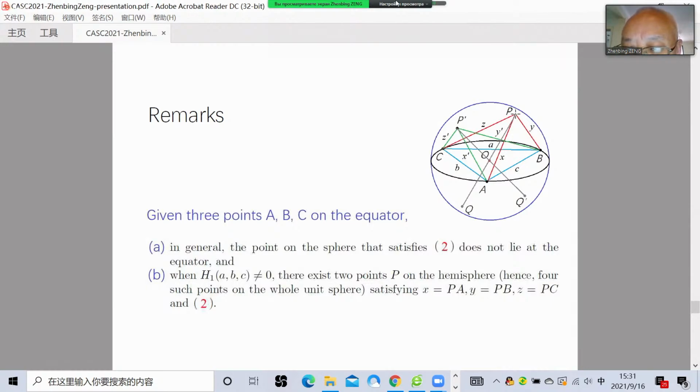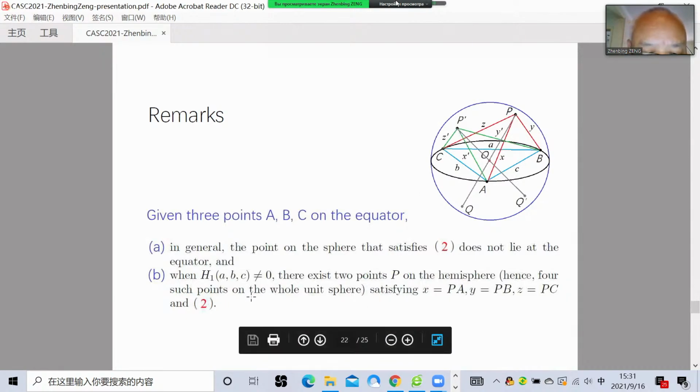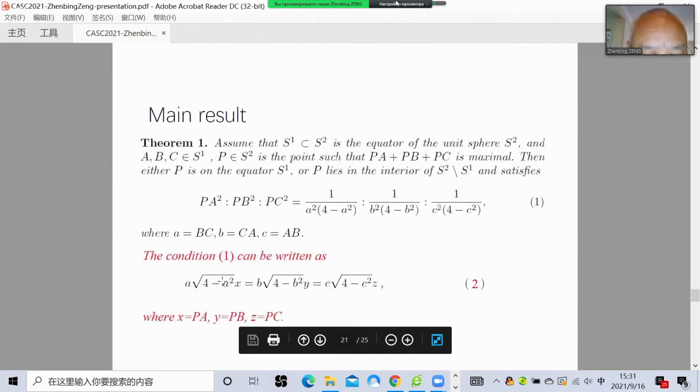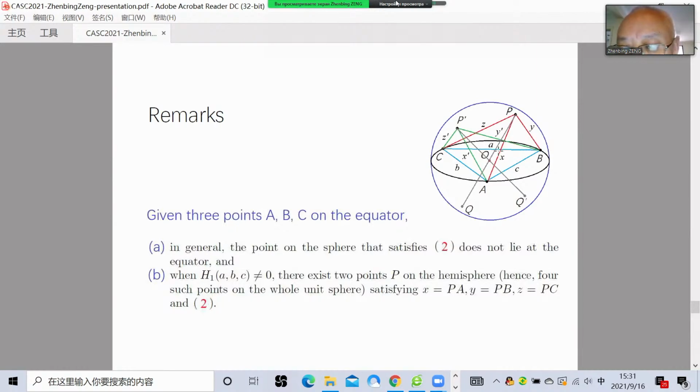two points P and P prime that satisfy the linear condition we showed on the last page. So this condition always has two points, one is P and another is P prime. We can also get two antipodal points on the sphere, Q and Q prime. So these are the two remarks.